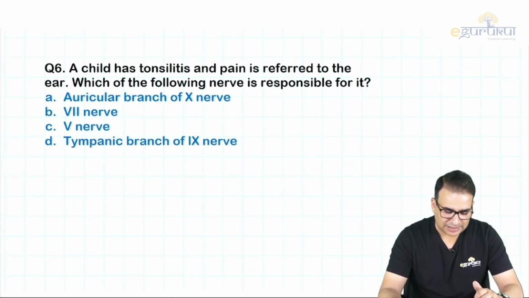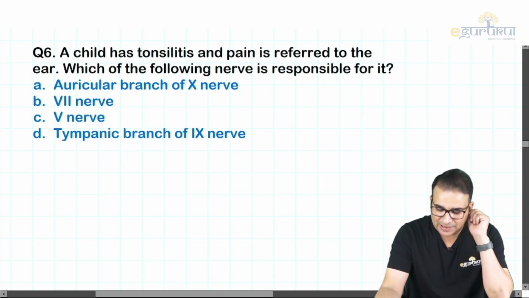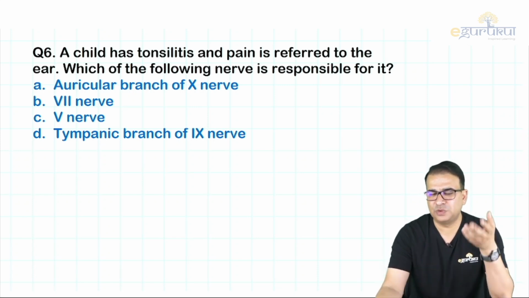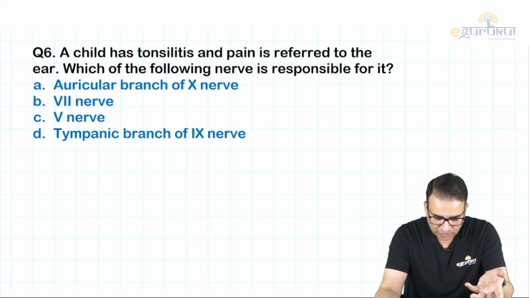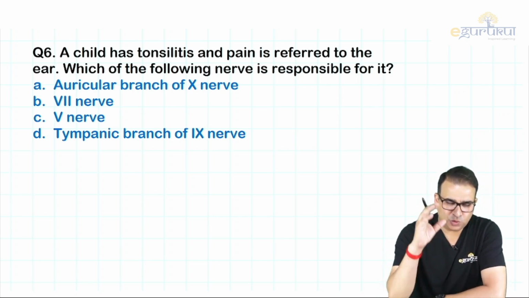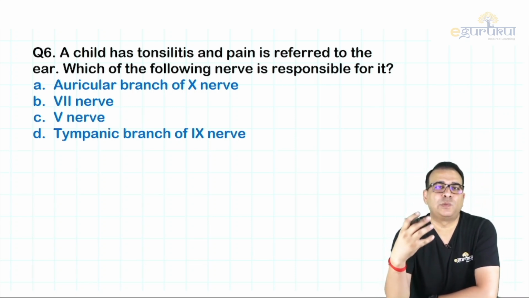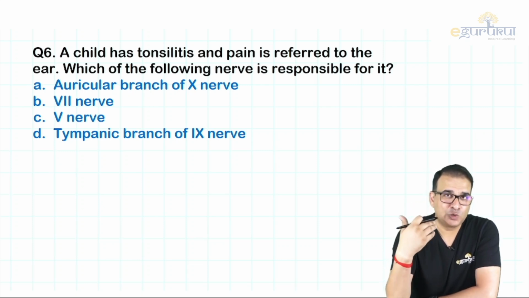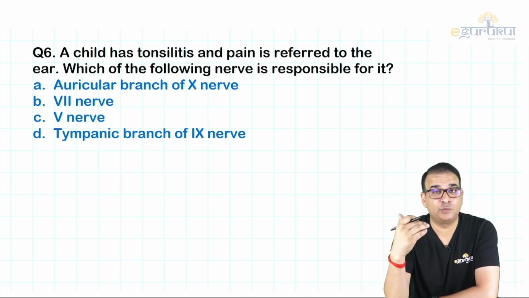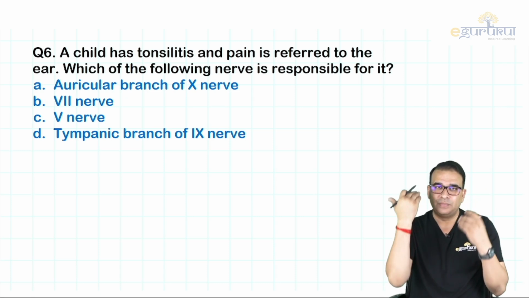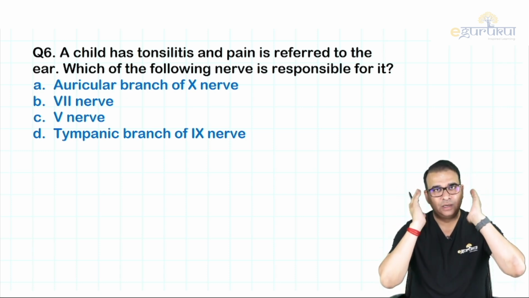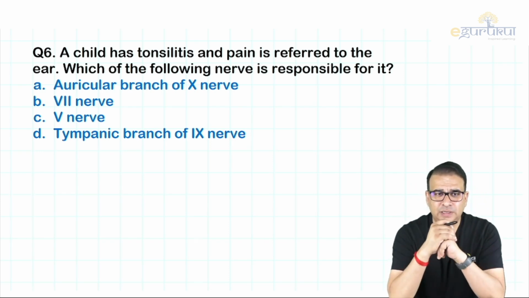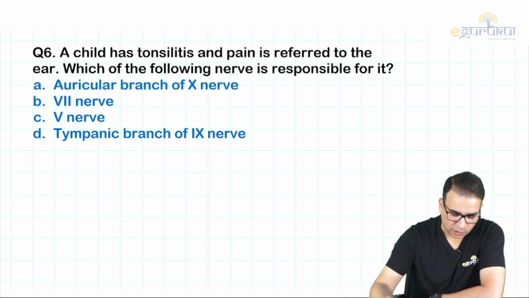The next question, question number 6, says a child has tonsillitis and the pain is referred to the ear. Which of the following nerves is responsible for it? A very, very common question, which I'm sure everyone would have marked right. Now, as you know, the glossopharyngeal nerve is responsible for carrying the general sensation and the taste sensation from the posterior one-third of the tongue. It also carries sensation from the palatine tonsil and even from the soft palate. The posterior one-third of the tongue, the mucosa over the palatine tonsil and the soft palate, that's the area of the glossopharyngeal nerve.